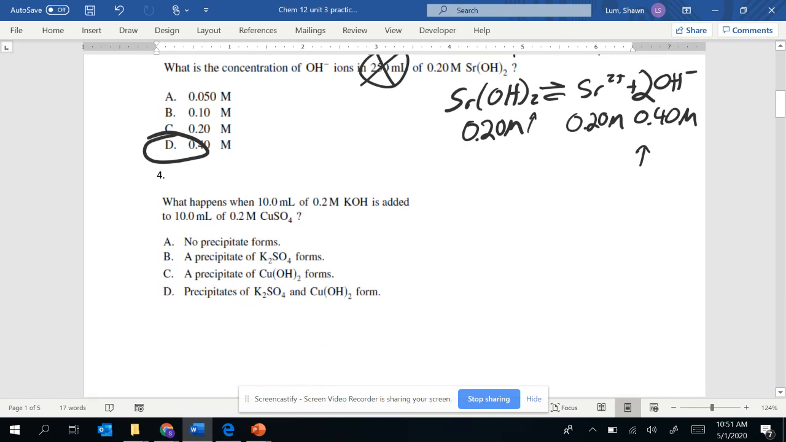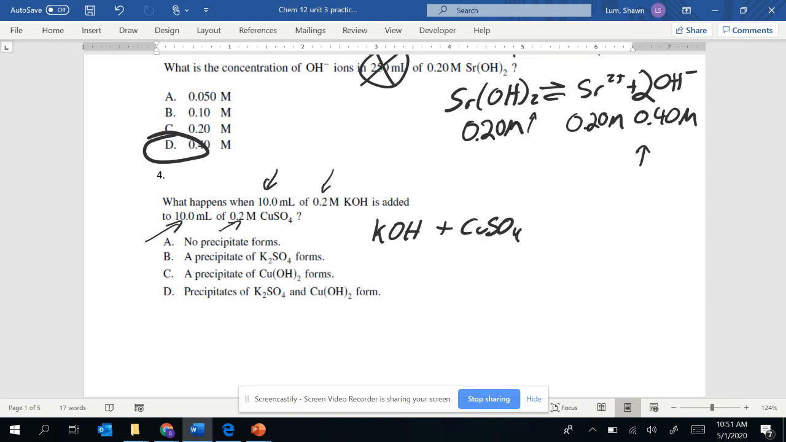What happens when 10 mL of 0.2 molar KOH is added to 10 mL of 0.2 molar CuSO4? So in other words, like all precipitate kind of things, it's just going to be a double replacement reaction. So I'm just going to write KOH plus CuSO4. These 10 mL things are kind of useless information. The 0.2 molar thing is kind of useless information.